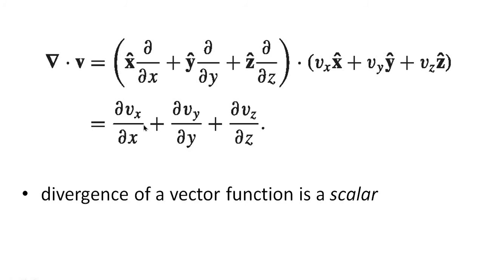Now just to see the result, there is no x cap, there is no y cap, there is no z cap. That means there are no unit vectors. You cannot see the direction. In other words, del dot v or divergence of a vector is a scalar.